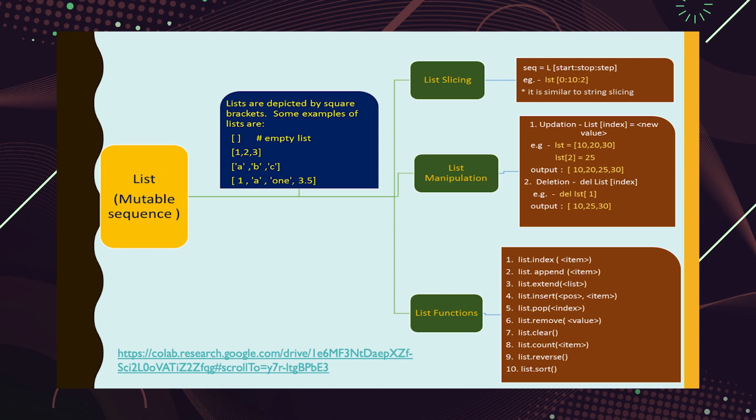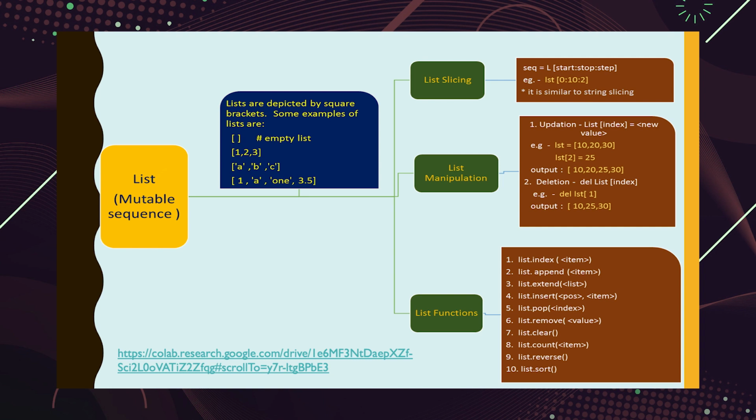Pop function. It returns the element whose index is passed as a parameter to this function and also removes it from the list. If no parameter is given, then it returns and removes the last element of the list. Remove function. It removes the given element from the list. If the element is present multiple times, only the first occurrence is removed. If the element is not present, then a value error is generated.